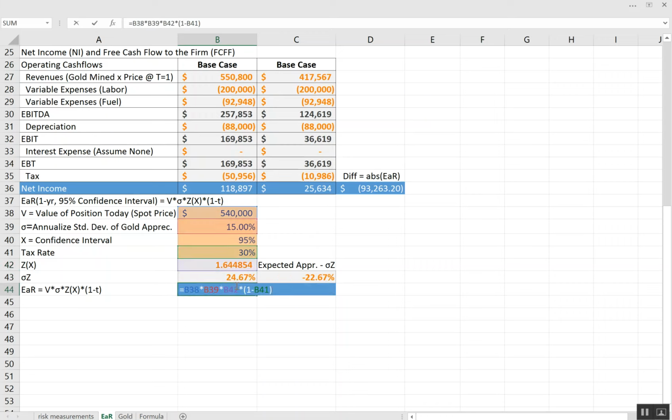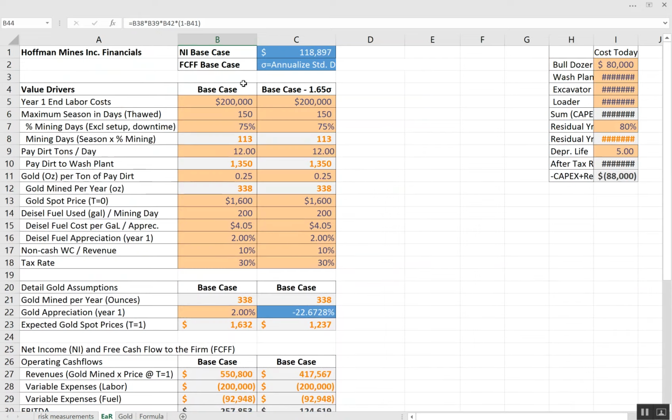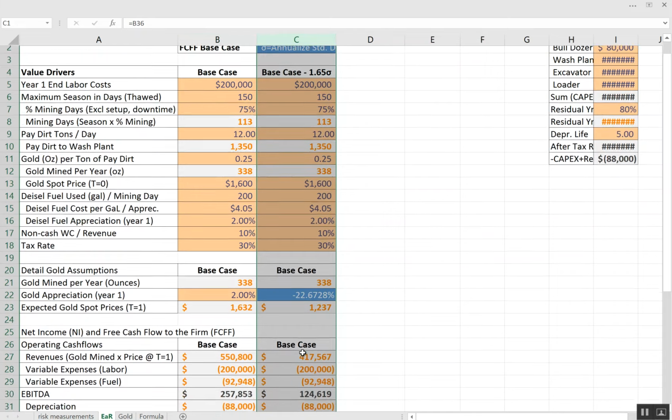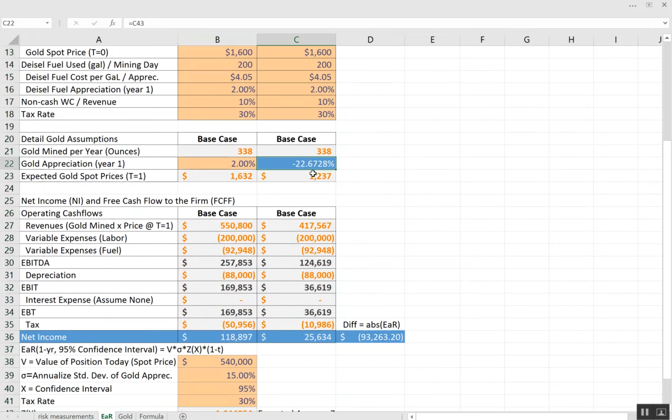And then I just calculate my EAR. V times sigma times Z of X times 1 minus the tax rate, 93,000. Now I went and improved it here. Notice I've taken the base case and I copied it here. And then the only thing I changed is this one cell.